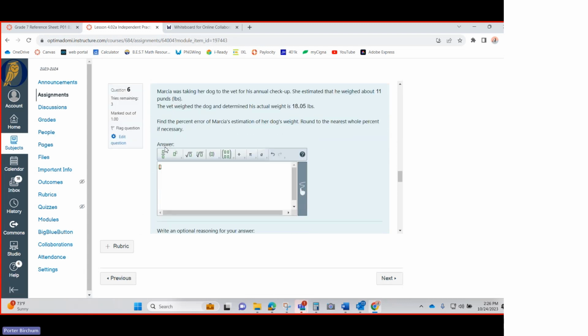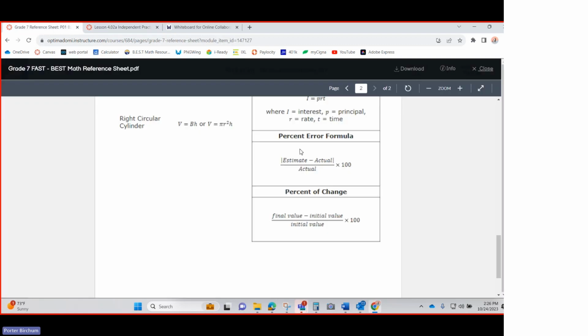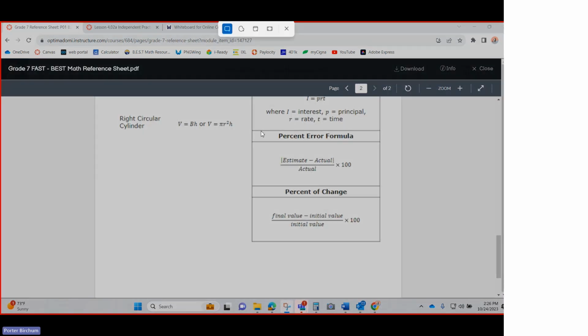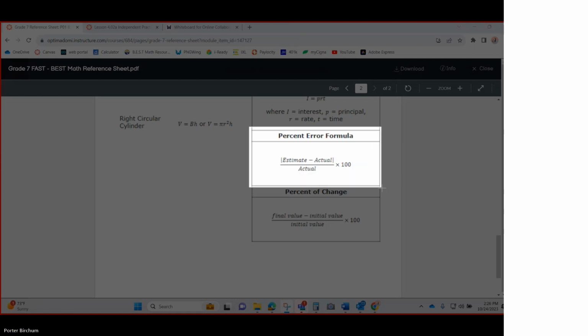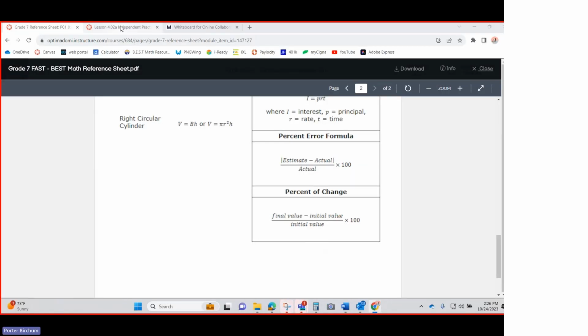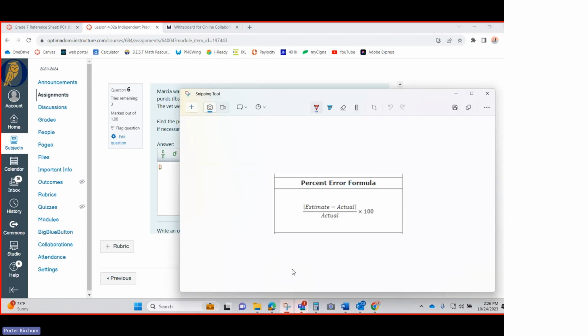Oh, yeah. Question 6. Marcia was taking her dog to the vet for his afternoon checkup. She estimated that he weighed about 11 pounds. Another typo. The vet weighed the dog and determined the actual weight is 18.5. Find the percent error of Marcia's estimation of her dog's weight. Round to the nearest whole percent. Find the percent error. We're going to use the percent error formula. Oh my goodness. Thank goodness we read that whole question. Otherwise, it would have been really confusing what to do. Percent error, percent error.